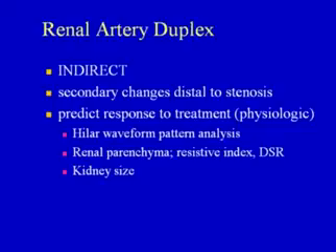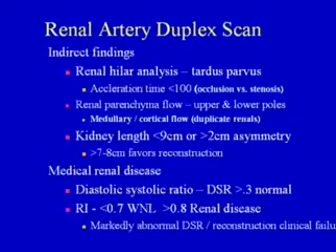This includes doing hilar waveform pattern analysis, renal parenchyma, resistive index, diastolic-systolic ratios, and looking at kidney size. Renal hilar analysis, the tardus parvus waveform. The acceleration time of less than 100 milliseconds is normal. Anything greater than that is consistent with occlusion or stenosis. Renal parenchymal flow, assess both upper and lower poles, identify the peak systolic velocities, identify the absence or presence of flow. Kidney length. Any kidney less than 9 centimeters is considered abnormal.